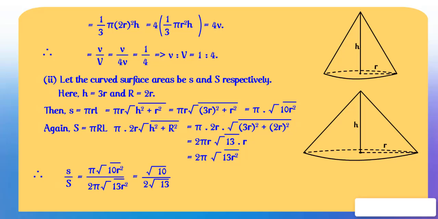Therefore, small s by capital S is equal to pi root 10 small r square divided by 2 pi root 13 small r square, which is equal to root 10 by 2 root 13. Therefore, small s is to capital S is equal to root 10 is to 2 root 13.